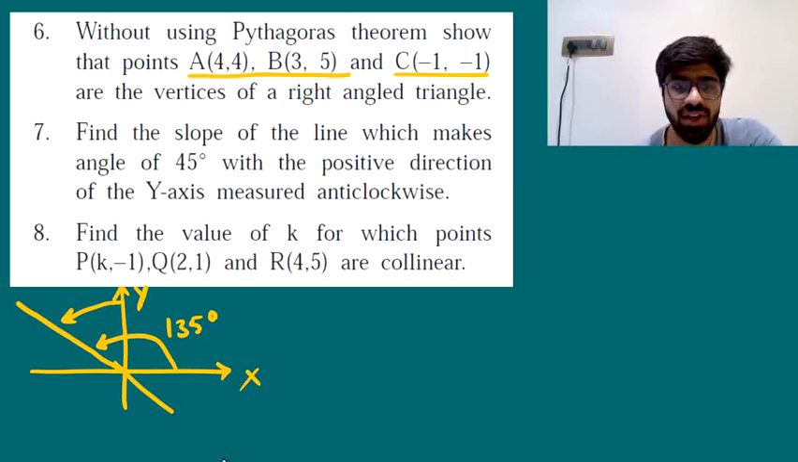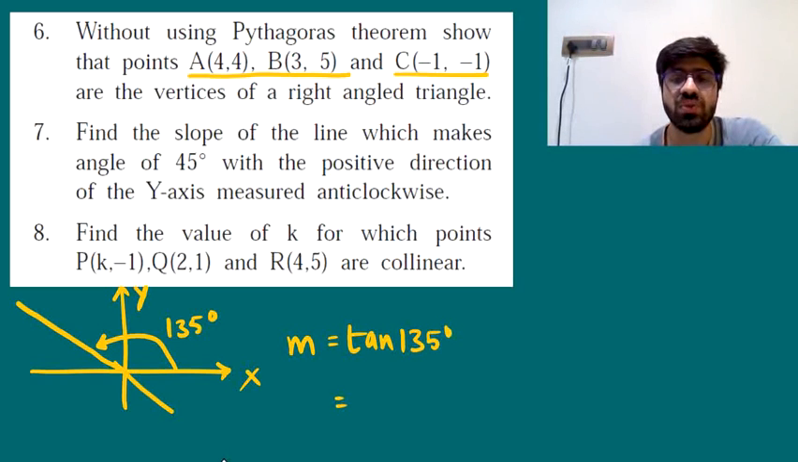Now this line, with the positive direction of the x-axis, is making a total angle of 135 degrees. How is it 135? This much was 90, and to that 90 you are adding an additional 45 here. So that made it a total of 135 degrees with the positive direction of the x-axis, and that is why the slope will be tan 135, which will be equal to minus 1.